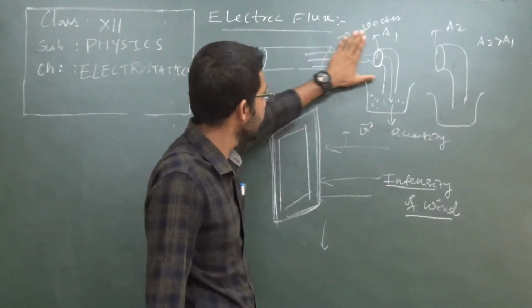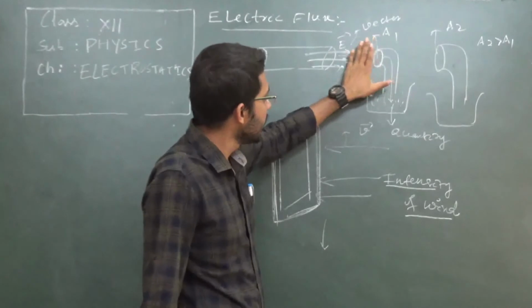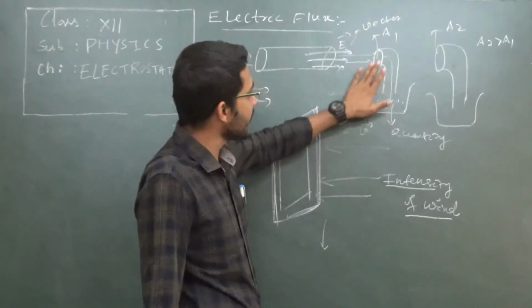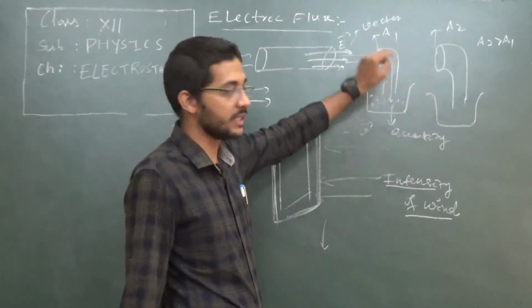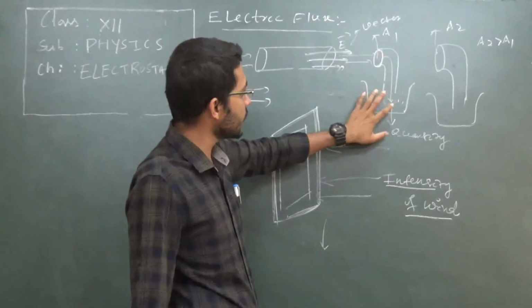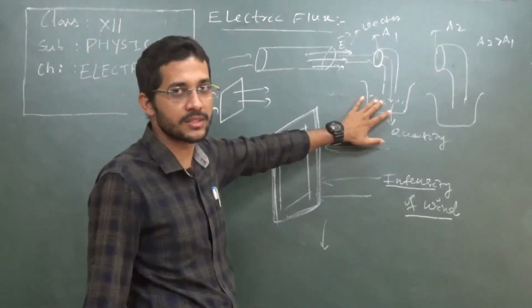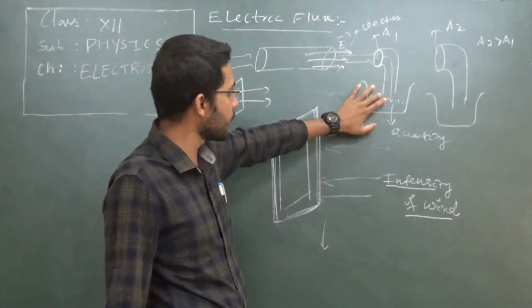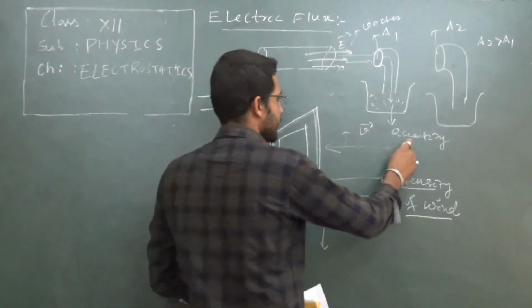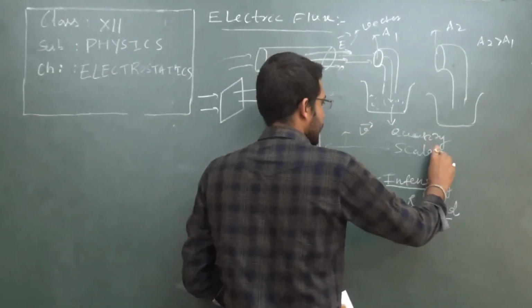So when the electric field is coming to a particular area and we are calculating the quantity of electric lines of forces inside that particular region, that's why the quantity of lines of forces gives us the idea about flux. That's why flux is always found to be a scalar quantity. So this is a quite necessary concept.